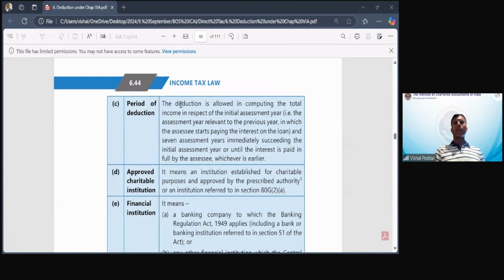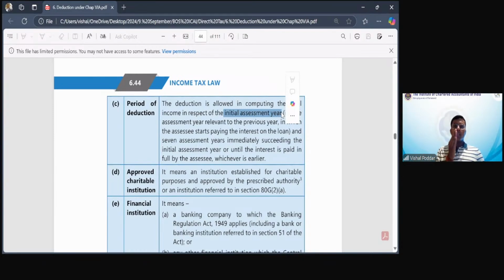So it is saying deduction is allowed in computing the total income in respect of the initial assessment year. Now, why is this word initial assessment year used? Because we are talking about an education loan. Generally, education loan repayment does not start immediately. Let us say you are taking up some medical course or MBA course. So there is a moratorium period, a period during which the bank will not recover any amount. Let us say the moratorium period is 2 years in case of MBA. They will say that after 2 years we will start recovering the loan and the interest. Their logic is you take a loan, you study, you get a job, start earning and repay the loan. That is what a moratorium period is.